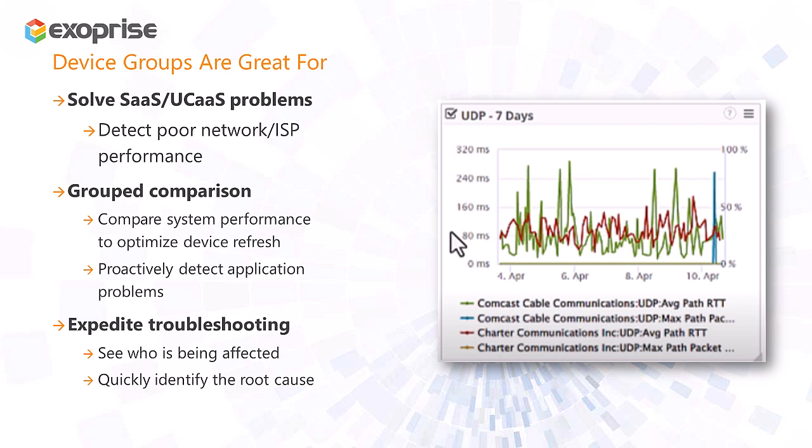When users report issues, you can quickly tell if one person is having the problem or multiple in real time, and then drill down into the device or devices to see exactly where the issue is occurring. Now that covers our introduction to the device groups.